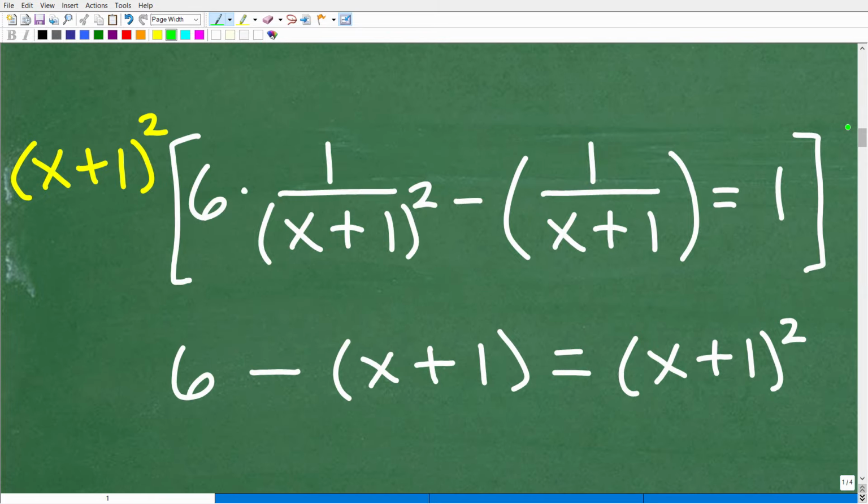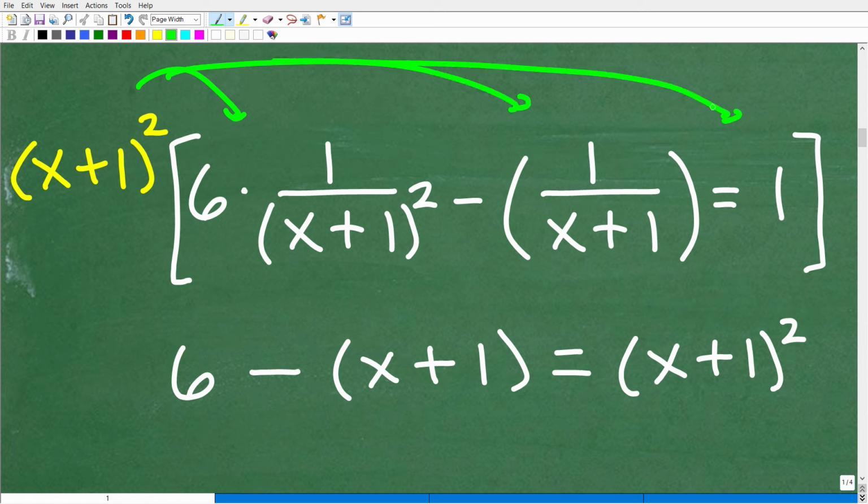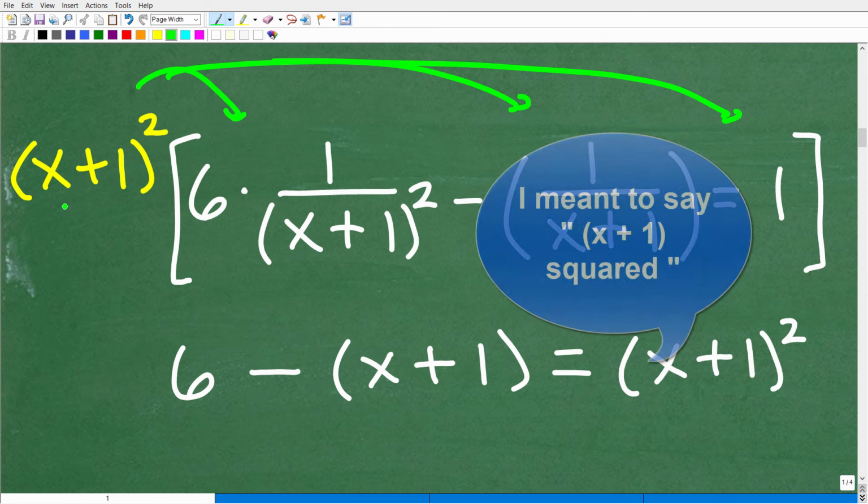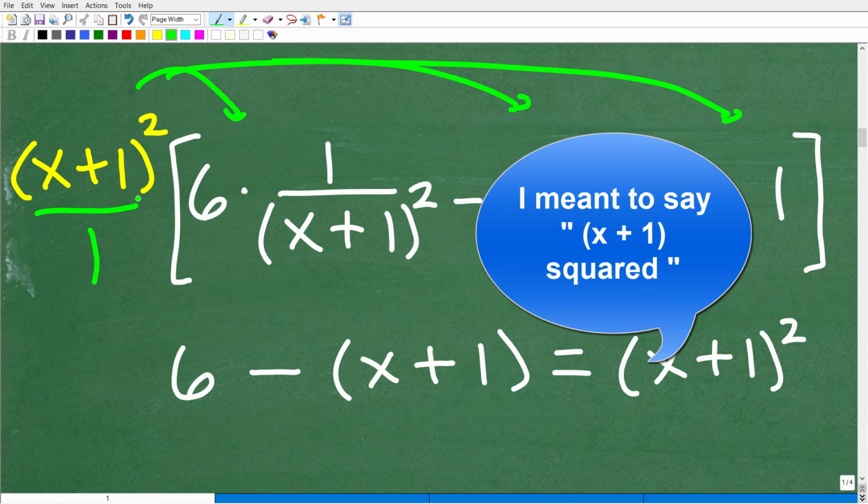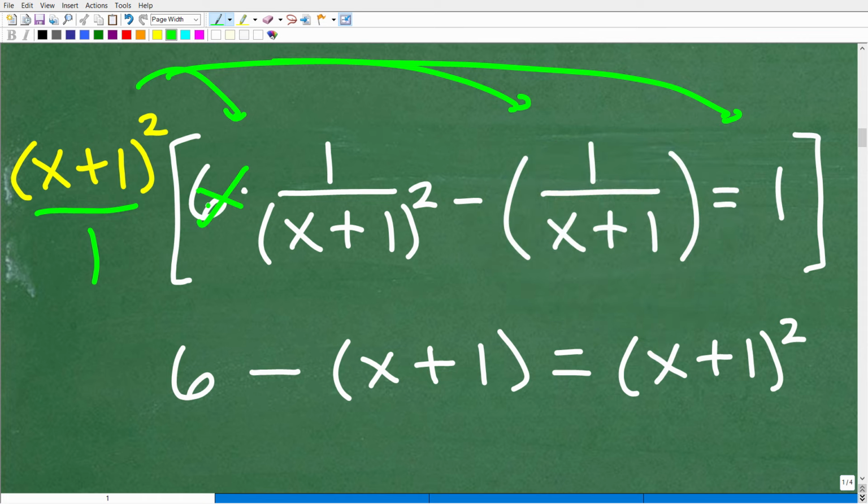Okay, so x plus 1 squared, I'm going to multiply it by every term in this equation. So x plus 1 squared is over 1. All right, so hopefully you can kind of see what's going on here. So x plus 1 squared times 6 times 1 over x plus 1. Or you can just think of this as 6 times this fraction. This is really 6 over x plus 1 squared, okay? Now, I'm not going to show you every single step, but hopefully you understand. So x plus 1 squared goes into x plus 1 squared. Those cross cancel. So I'm just left with 6.